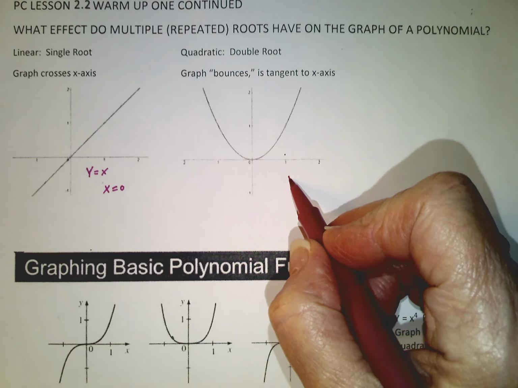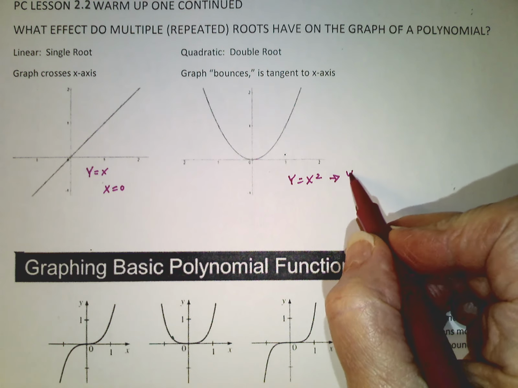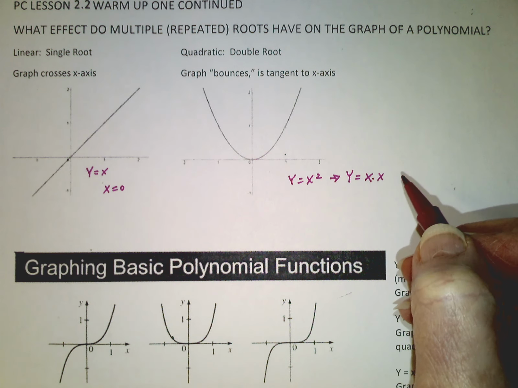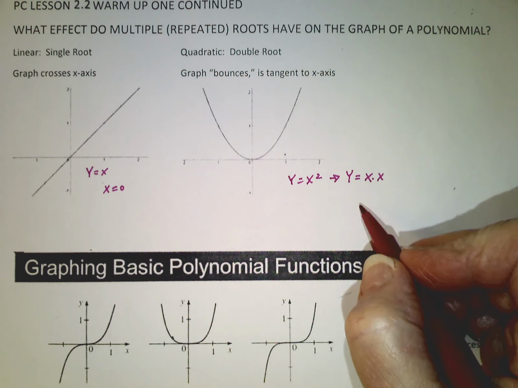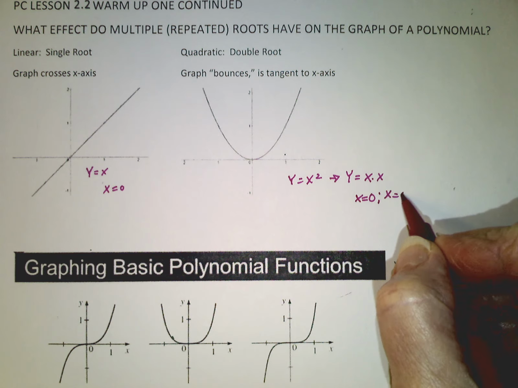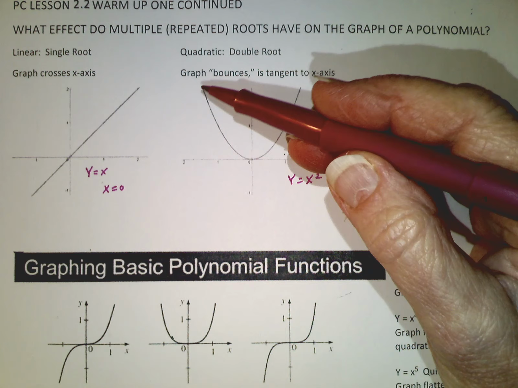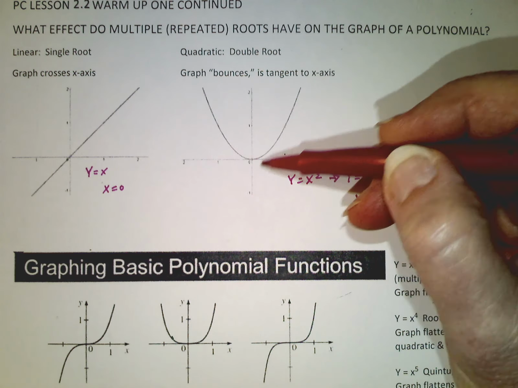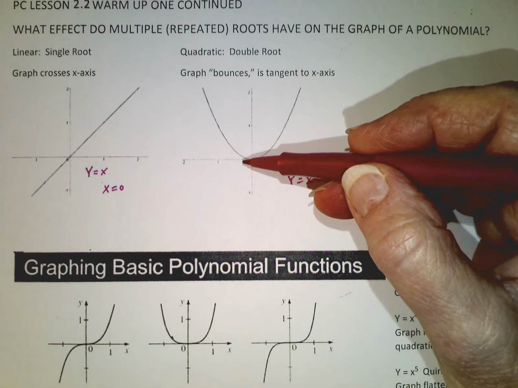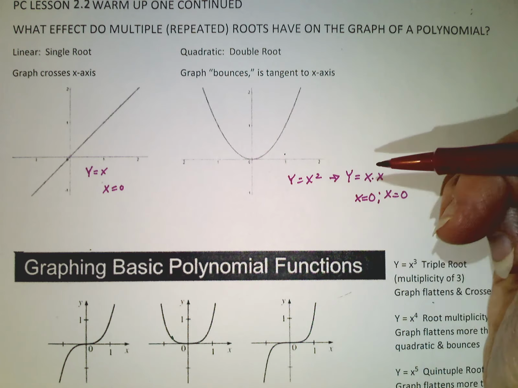Now this one I know that you know is y equals x squared. That could also be written that y equals x times x. And when we do the roots, we have two different cases of where x equals 0. So this is called a double root. And the graph is going to bounce when we have a double root. The official terminology is the graph will be tangent to the x-axis at that point. In this case, it'll be tangent to when x equals 0.